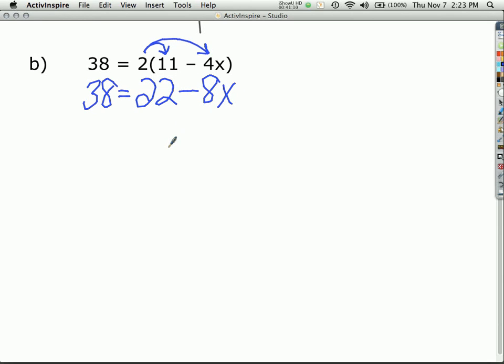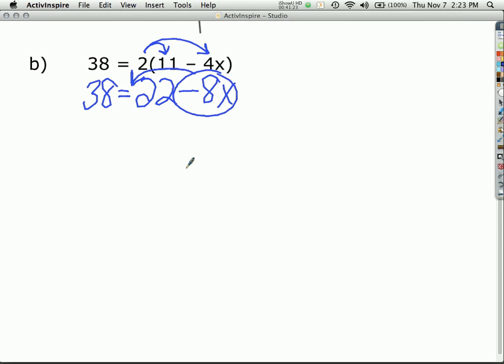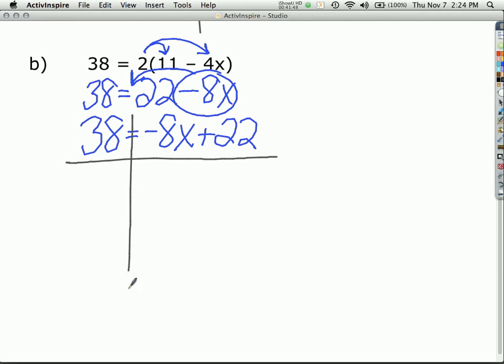But if you were like me in 7th grade and I needed a little more guidance, you might want to use the commutative property to rewrite the equation so that we take this and commute it over here so that things are a little more clear. I leave it up to you to decide what's best for you. So I would personally rewrite it 38 equals negative 8x plus 22 because I don't want to get confused with that. But again, by level 9s, you probably don't need to do that. I leave it up to you. Now we're ready to solve.